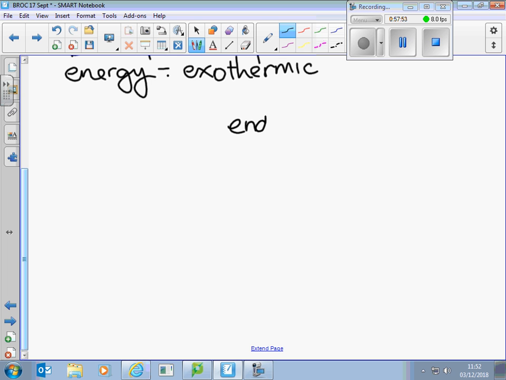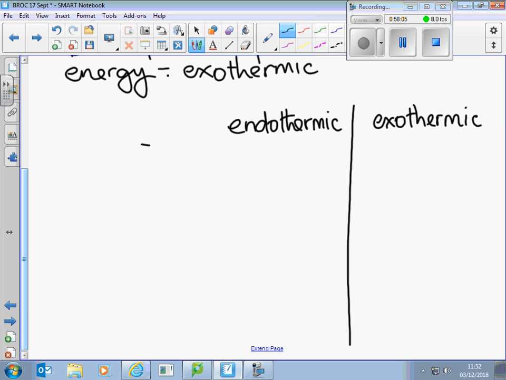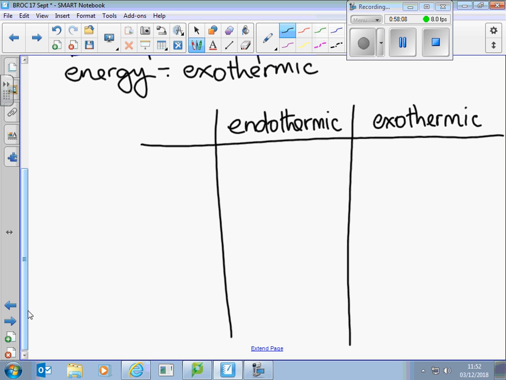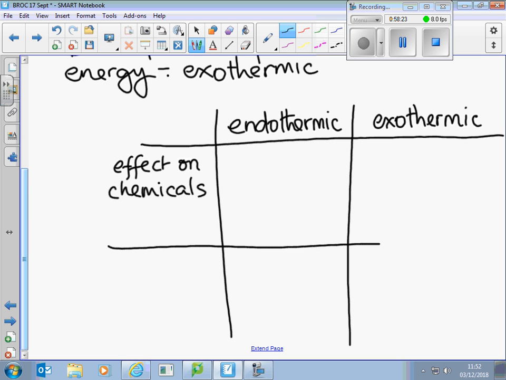All right, drawing up a little table here. So we'll have endothermic, exothermic. And I know I could use the table tool up there. Effect on, let's just say chemicals, which is a bit simplistic, but that'll do the job. And then effect on the environment. And I want to introduce this now because it's one of the biggest mistakes that people are prone to making.